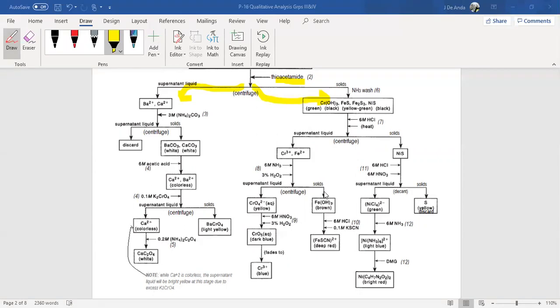So if you have the flow chart on one hand and your manual procedures on the other, it's easier to follow that way. So what we're going to do in the first step is separate the nickel out of the chromium and iron ions. Then we're going to separate the chromium and the iron ions, and then we're going to confirm them. All right? So let's go ahead and look at that. I'm going to come back to our paper here, and let's see how we're going to accomplish this.